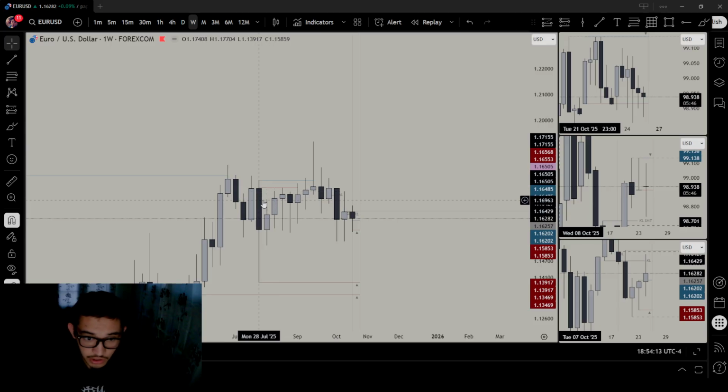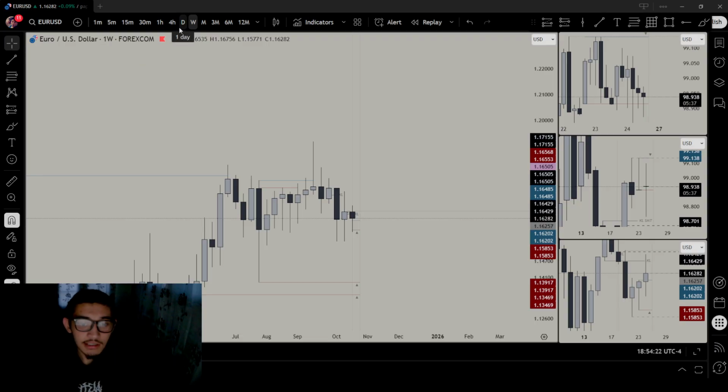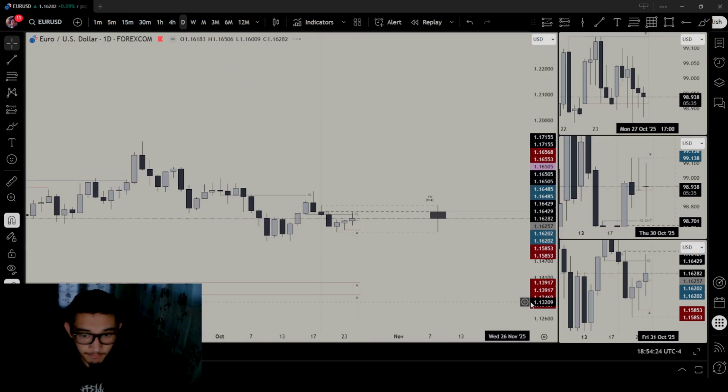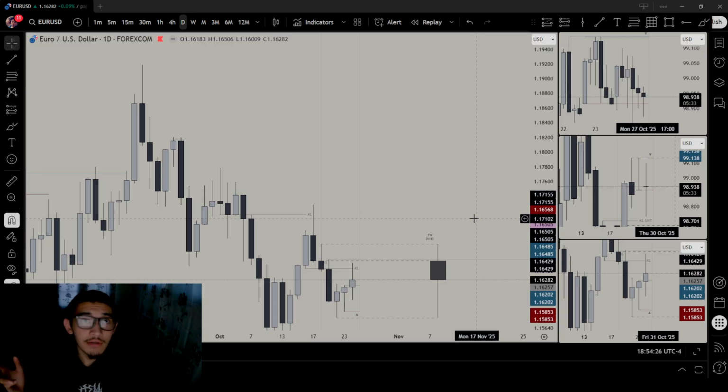Now as you can see, I avoided a lot of these candles. Just look for one specific candle, right? So once we get that, scale down from the weekly onto the daily time frame. Now you're looking for your levels, right? You're looking for the specific.